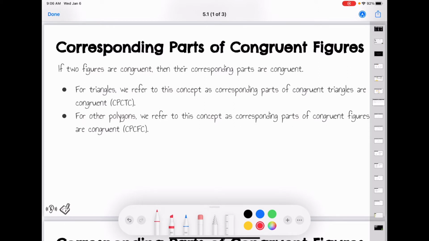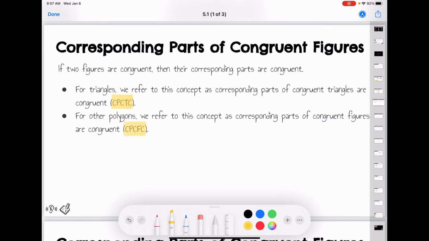So now we're going to look at corresponding parts of congruent figures. This says if two figures are congruent, then their corresponding parts are congruent. What does this mean? For triangles, we refer to this concept as corresponding parts of congruent triangles are congruent, CPCTC. For polygons, we refer to this concept as corresponding parts of congruent figures are congruent. So CPCFC.